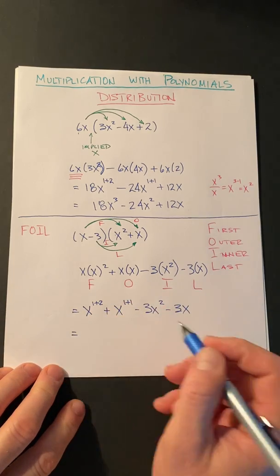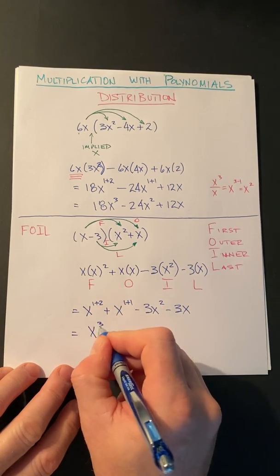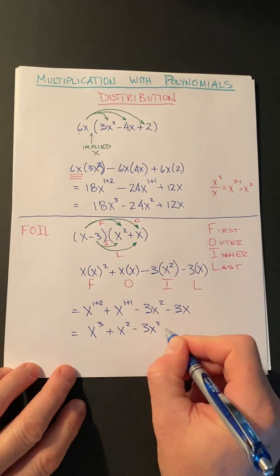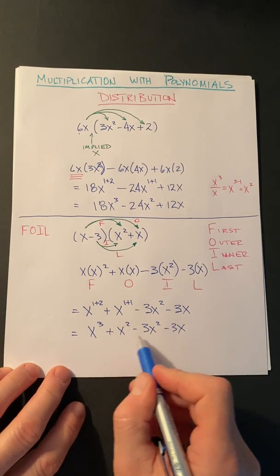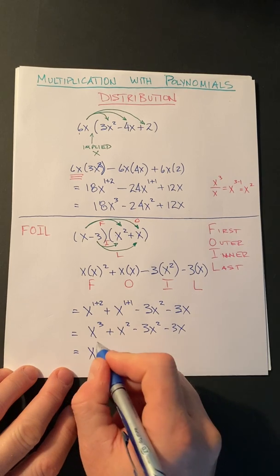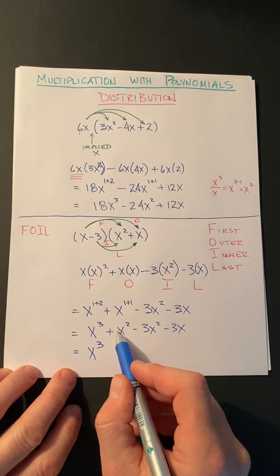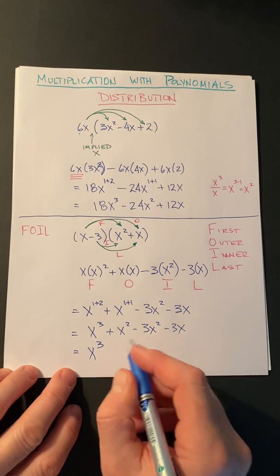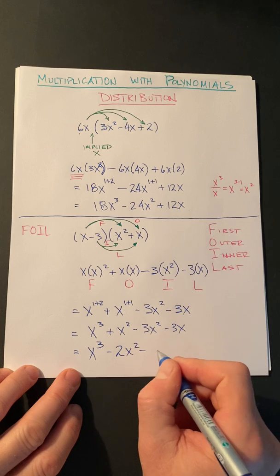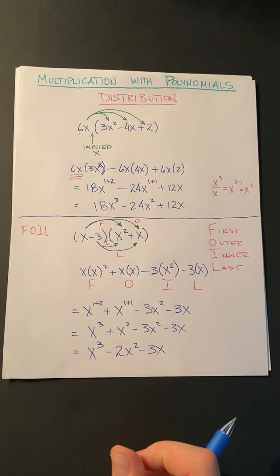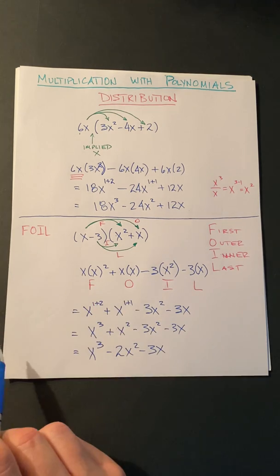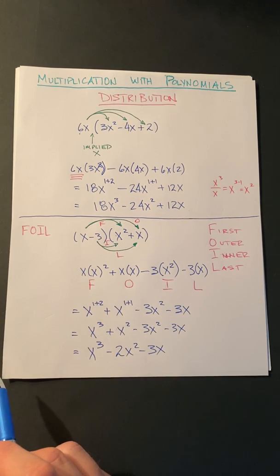So let's do some simplification. X cubed plus x squared minus 3x squared minus 3x. And notice I have like terms here. So I can simplify those by saying I have 1, look at its coefficient, minus 3, which is minus 2x squared minus 3x, okay? So that's how you go about multiplying a binomial by a binomial.